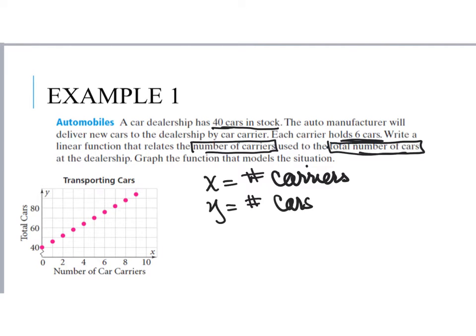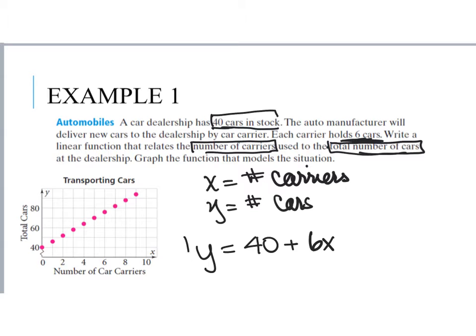So once we've identified that, we can now write an equation. We can start out by saying that the number of cars in the dealership parking lot is equal to the 40 that we're starting out with, and that's coming from right here. So we're starting out with 40 plus the number of carriers that we have, which we're going to call x. And it looks like we can bring in 6 cars for every carrier. So I'm going to multiply that by 6x.